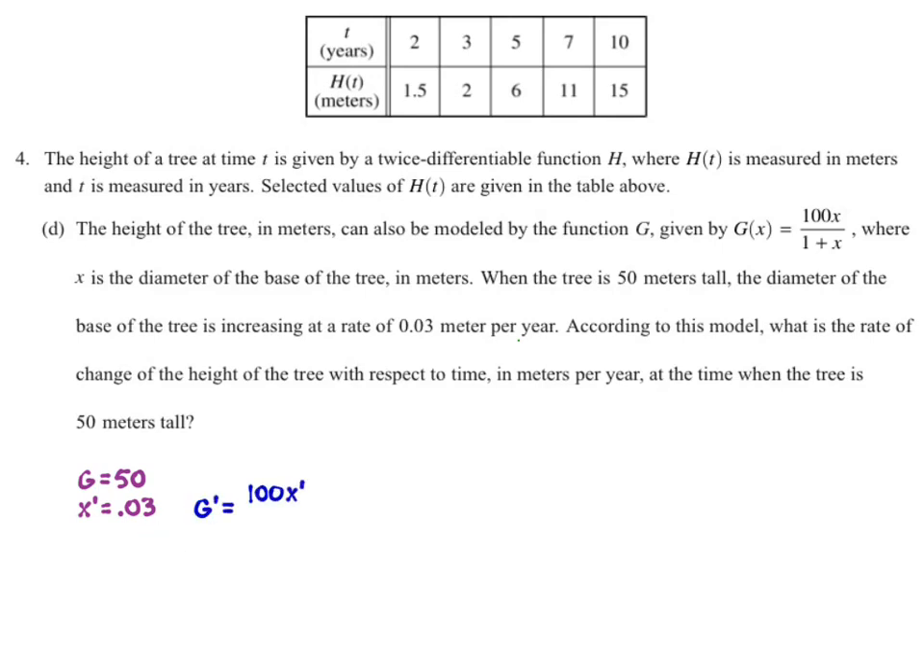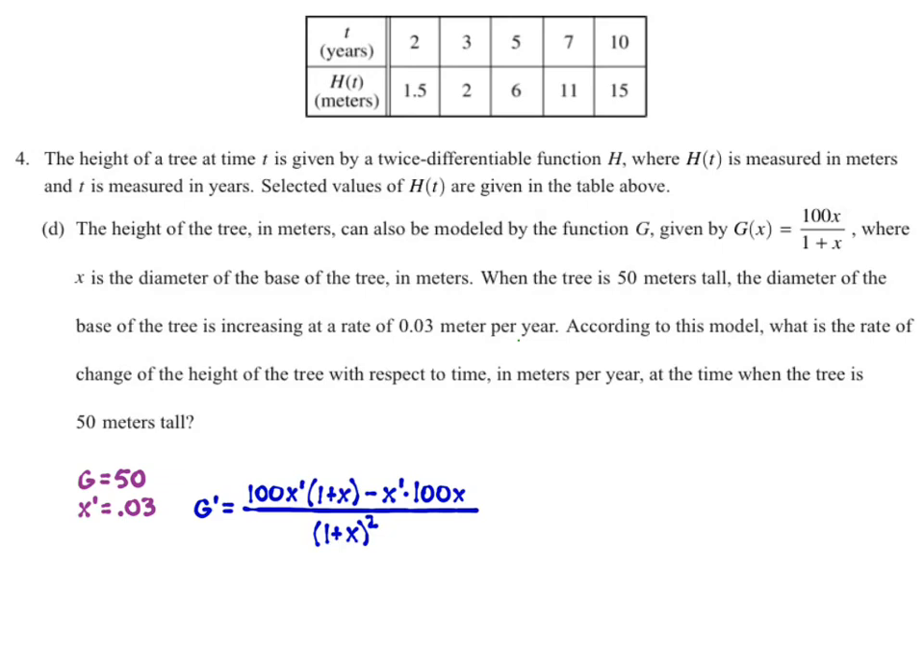When I take g prime, I am taking the derivative with respect to time. So the derivative of g, it's not g prime of x, it's g prime of t, is going to require the quotient rule here. Remember that x is a function of time. So the derivative of the top is 100 x prime, times the bottom, 1 plus x, minus the derivative of the bottom, which is just x prime, times the top, 100x, all over the bottom squared, which is 1 plus x squared.